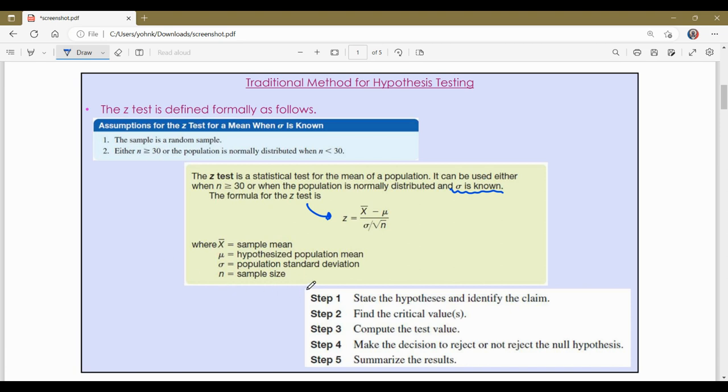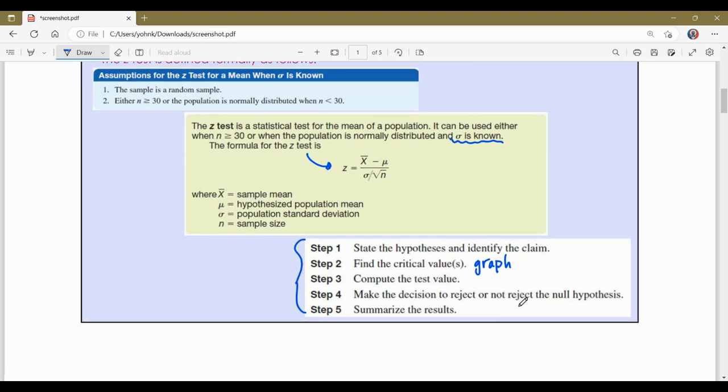I put the 5 steps of the hypothesis test down here again, just to remind you. Step 1, state the hypotheses and identify the claim. Step 2, find the critical value, and also this is where you can graph. Step 3, compute the test value. That's the equation that's right up above. Step 4, make a decision to reject or not reject the null hypothesis. And then finally, step 5 is summarize the results with a sentence.